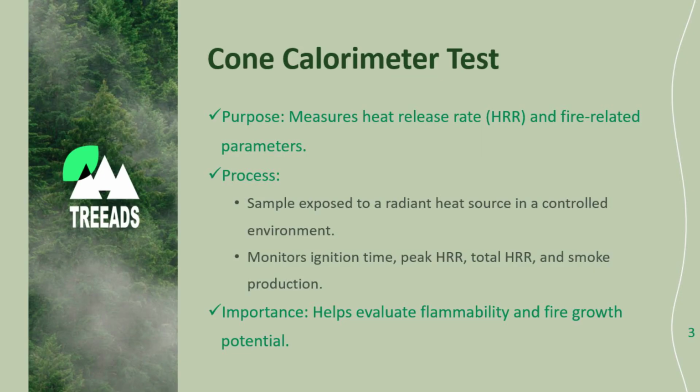The cone calorimeter test is a widely used method for measuring the heat release rate, HRR, and other fire-related parameters of materials. It involves placing a sample of the material in a controlled environment and subjecting it to a radiant heat source. The heat released by the sample is measured, and various parameters such as ignition time, peak heat release rate, total heat release, and smoke production are determined. This test provides valuable information about a material's flammability and its potential to contribute to fire growth.